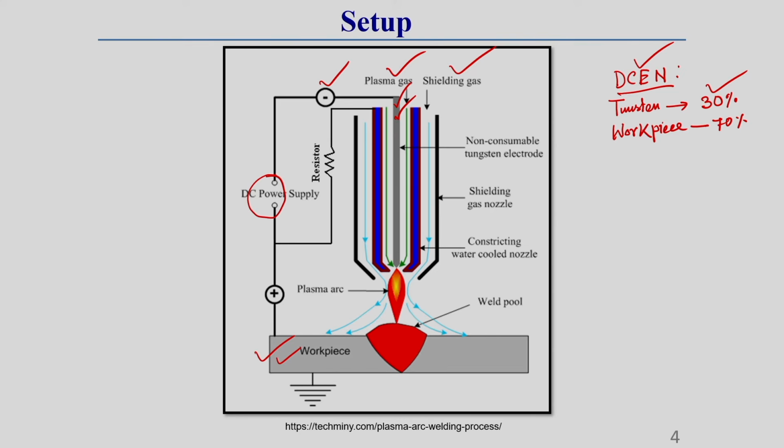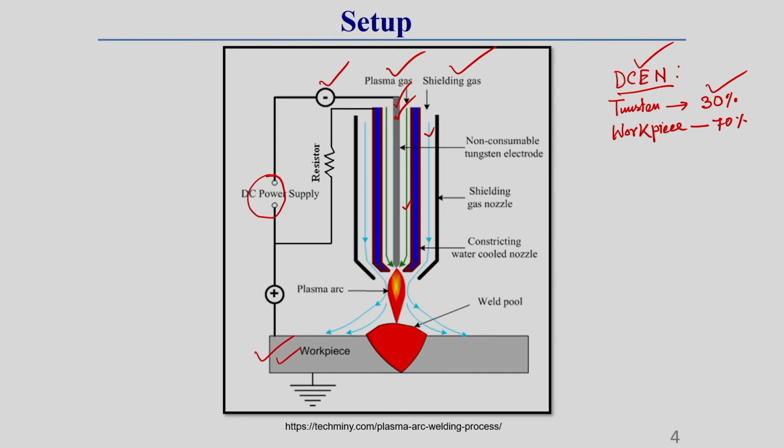Okay. Now, outside this tungsten electrode, generally it is put inside the copper nozzle as well as the shielding gas nozzle. You can see this green colored arrow represents the plasma gas and this blue colored arrow represents the shielding gas. So, here you can see that there are two passages of the nozzle, one passage is used for flowing of plasma gas, another passage is used for flowing of shielding gas.